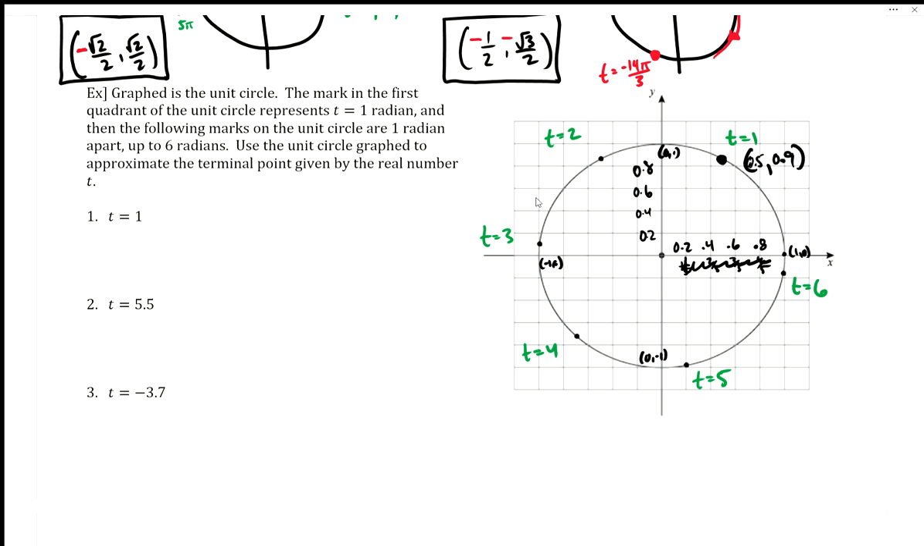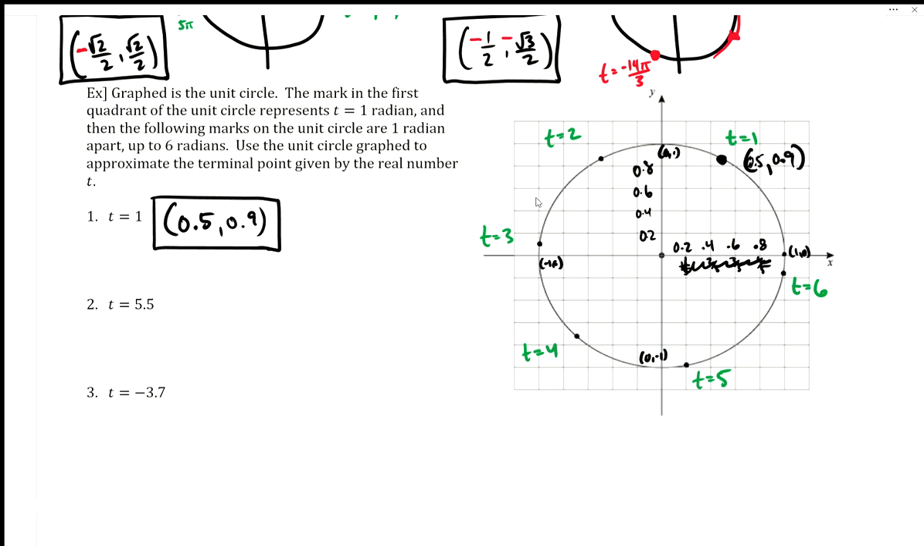So our y coordinate and x coordinate are known. It looks like our terminal point for this is 0.5 and 0.9. Okay, that's that. All right, now let's find t equals 5.5.